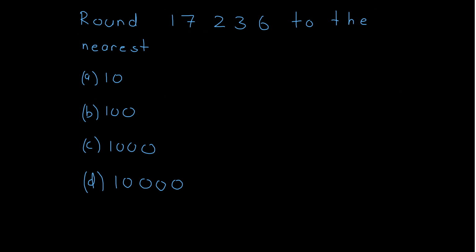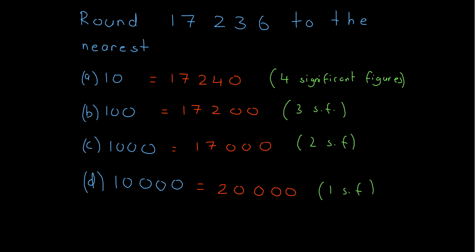Okay, so I hope you're done and you've got your answers there. Let's check them. So to the nearest 10 we get 17,240, the nearest 100 we get 17,200, the nearest 1,000 I get 17,000, and the nearest 10,000 I get 20,000. Note that I can't round it off to the nearest 100,000 because then I'd have to round the whole thing down to 0, and we don't round things all the way down to 0.